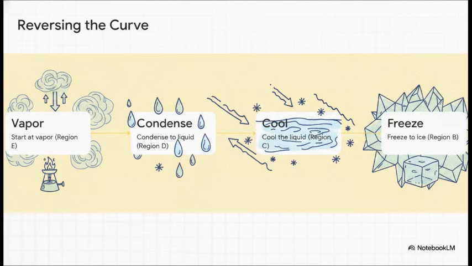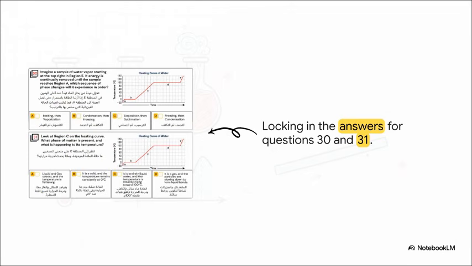It's like a roadmap. Let's use that exact step-by-step logic for question 30, starting top right in region E and removing energy until we reach region A. What's the sequence? Well, as we just mapped out, first we hit the plateau at D, which is condensation, then we travel down to plateau B, which is freezing. Condensation, then freezing. That makes B our perfect answer.